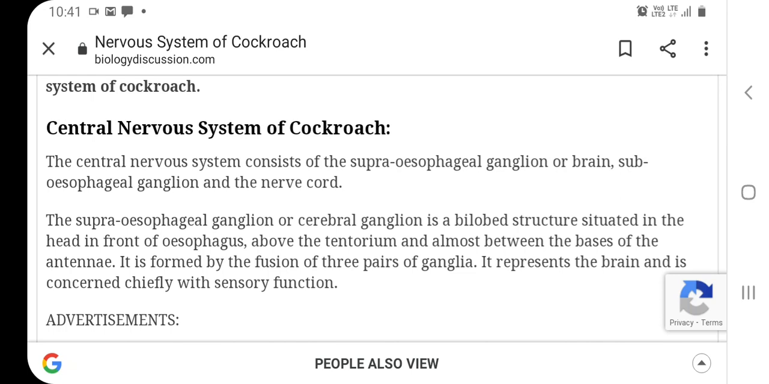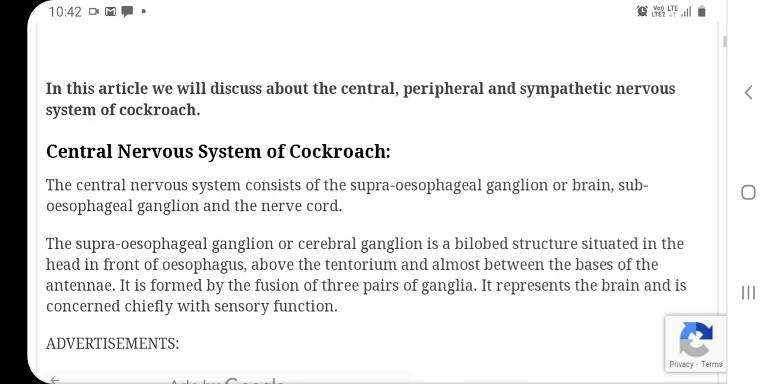Good morning, students. Today I will be discussing with you the nervous system of cockroach. The nervous system of cockroach comprises of three parts: the central nervous system, the peripheral nervous system, and sympathetic nervous system.